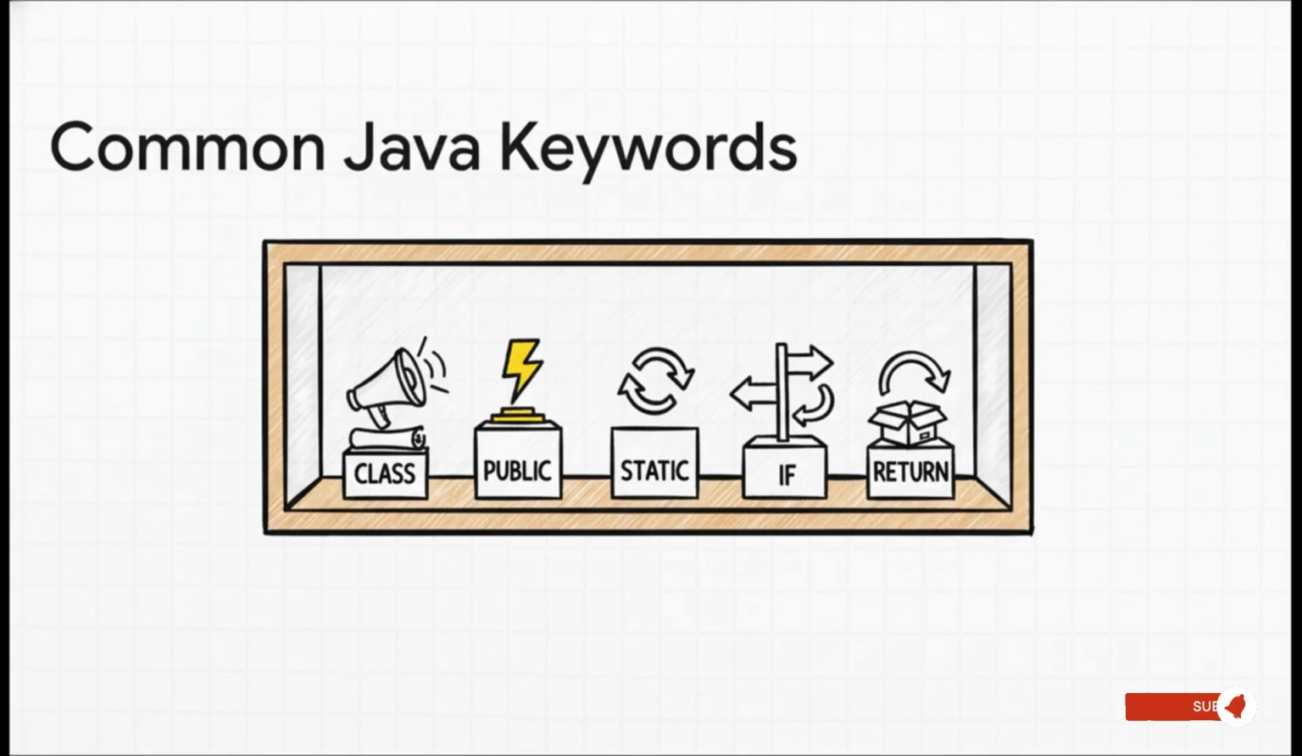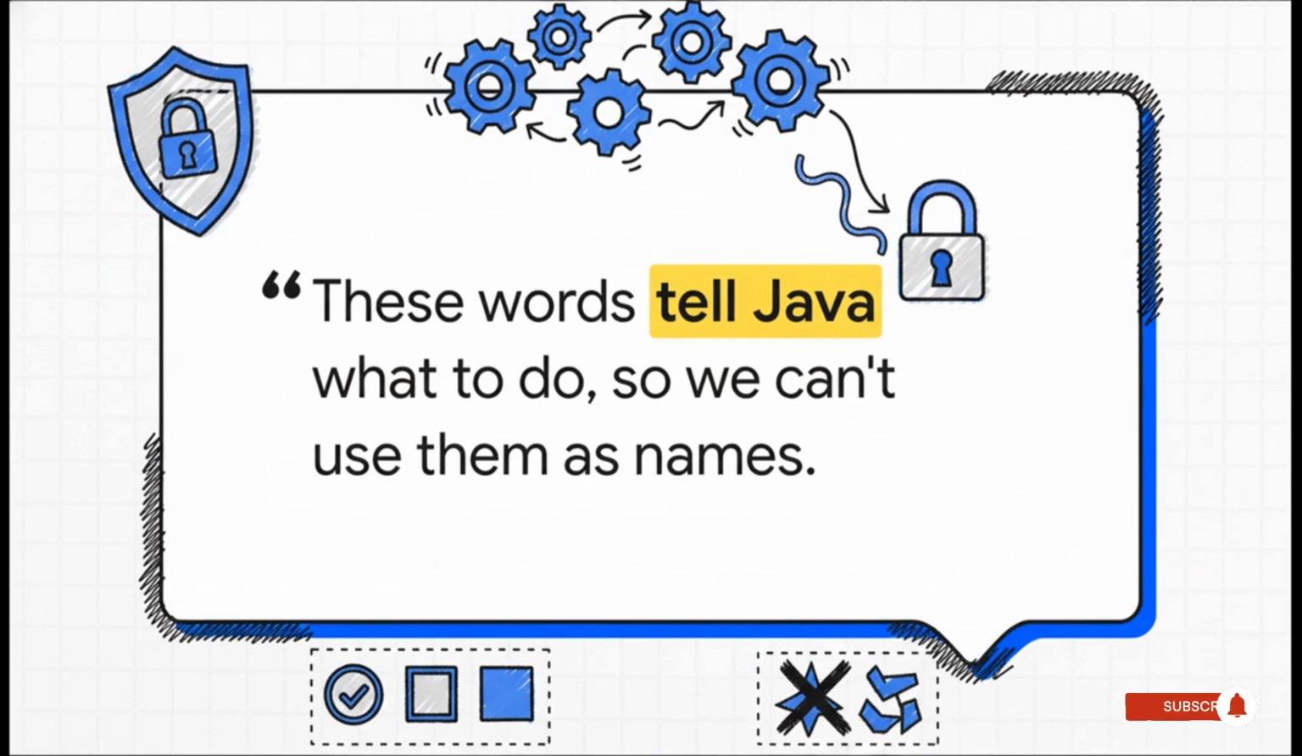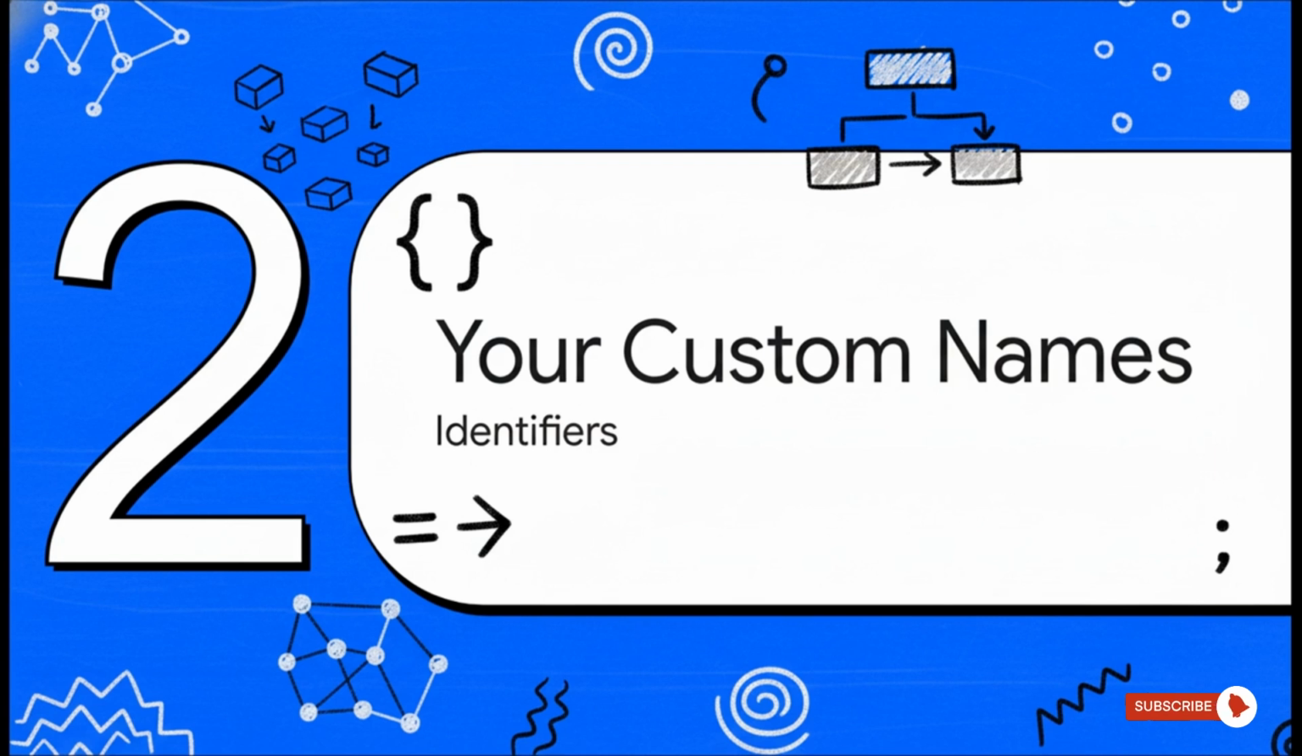And here are just a few of those reserved seats. Words like class, public, static, if. You've probably seen these pop up all over the place. Each one is basically a command telling the Java compiler, hey, do this specific thing. And that's really the bottom line. Because these words are powerful instructions for Java, the language has to protect them. It stops us from using them for our own variable or class names because, well, can you imagine the confusion? It just makes sense.